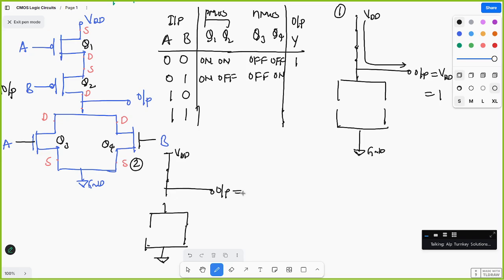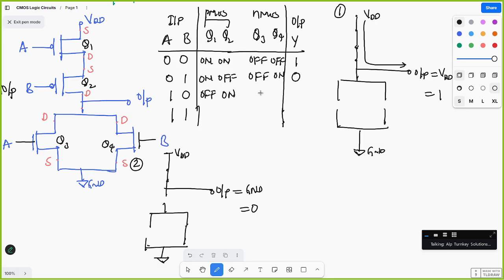You are getting only ground, so that means there is no path. So the output is what? Output is 0. Okay, and if the input is 1 0, then Q1 will be off and Q2 will be on.